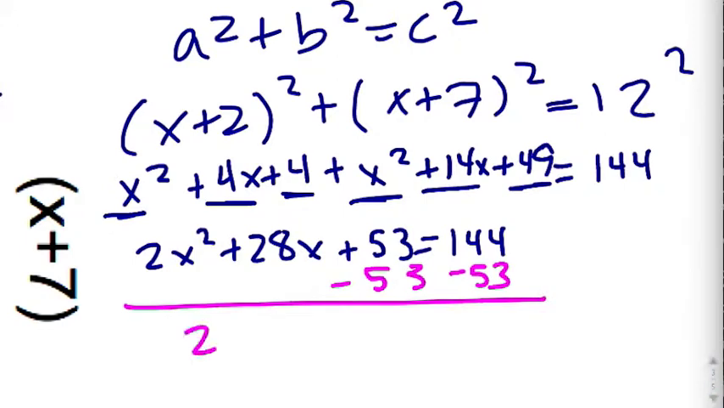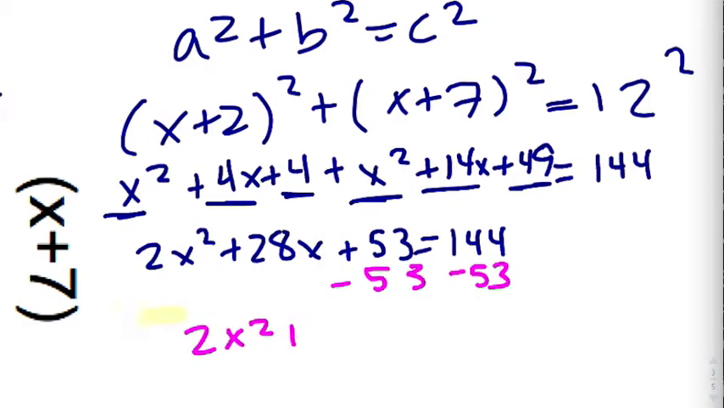And so we're left with 2x squares plus 28x, that's a 28. Oh man. 28x equals, let's see, that'd be 91, I think. Yes, 4 minus 3 is 1. 14 minus 5 is 91. Okay.